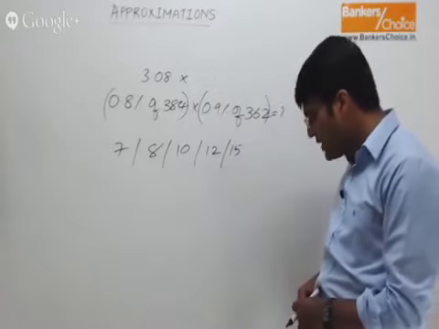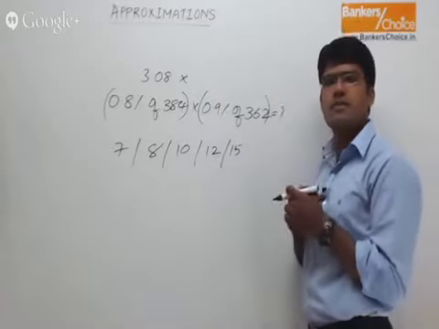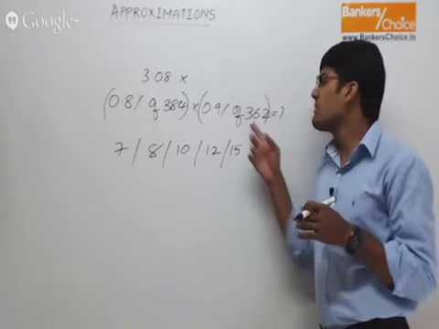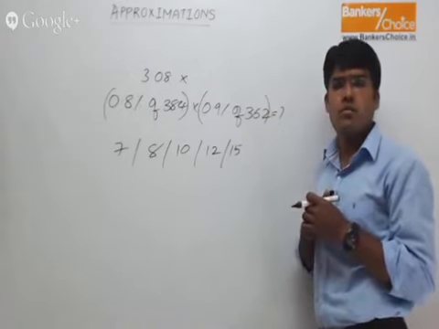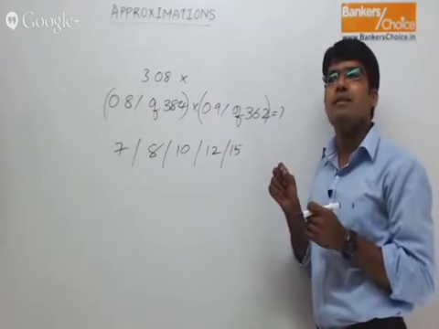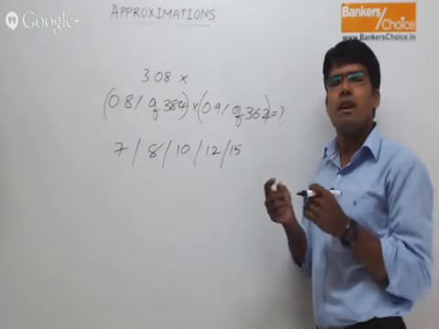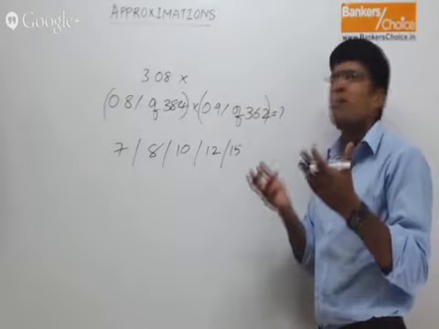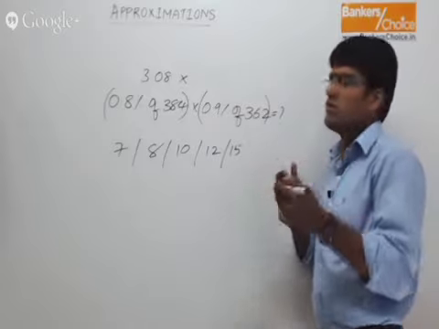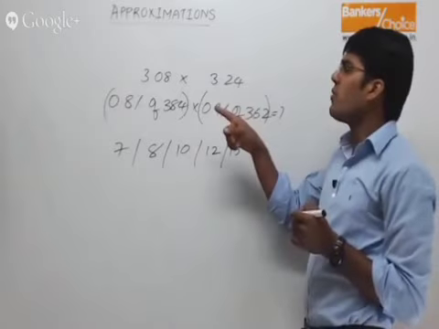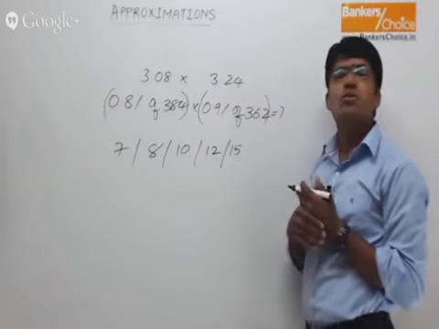Then 0.9% of 362. Again, 0.9% is 1% minus 0.1%. What is 1% of 362? 3.62. 0.1%, 0.362. So 3.62 minus 0.362 will be how much? Approximately 3.24, like 3.6 minus 0.36, 3.24. That's it. 3.08 into 3.24.